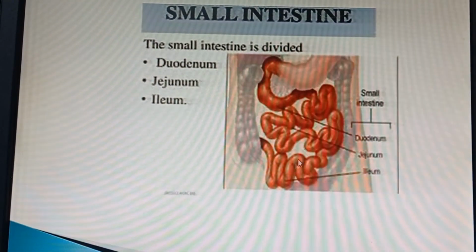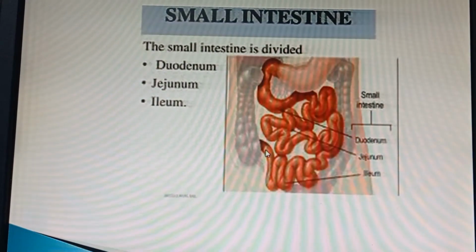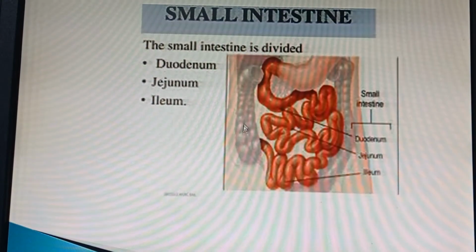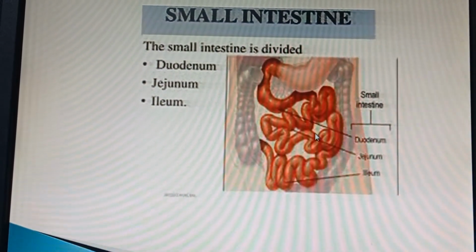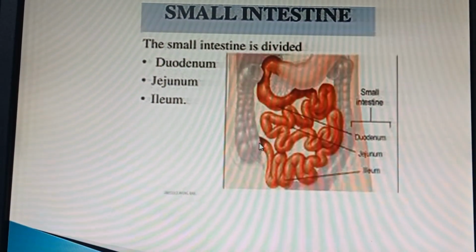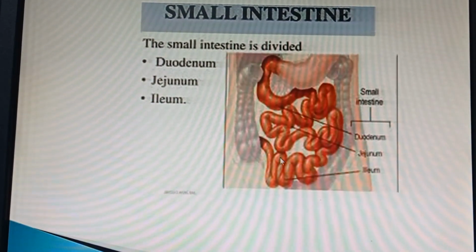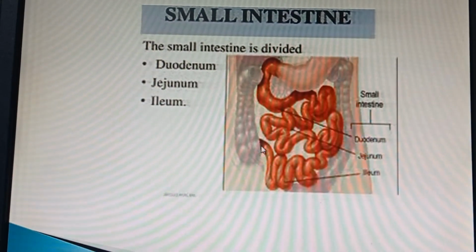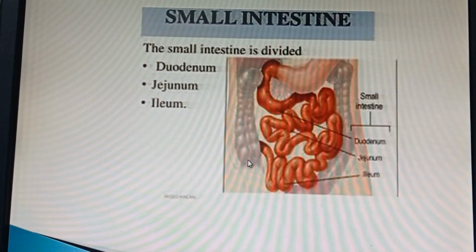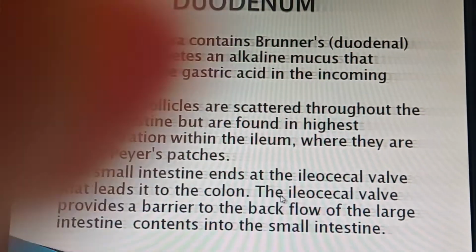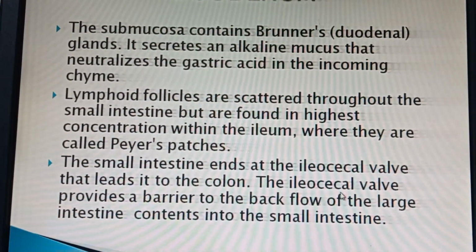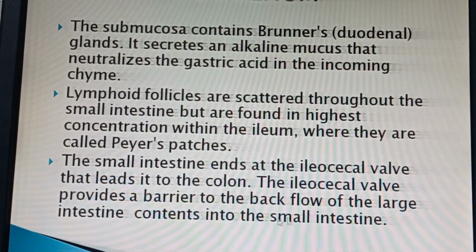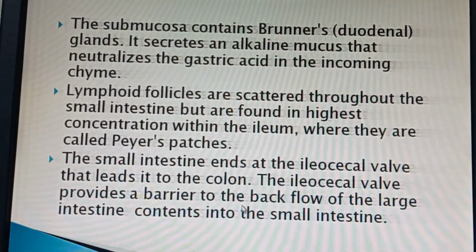Once the content of the small intestine moves into the large intestine, this valve closes and prevents the backflow of the contents from the large intestine to the small intestine. We call this valve the ileocecal valve. It provides a barrier to the backflow of the large intestine contents into the small intestine.